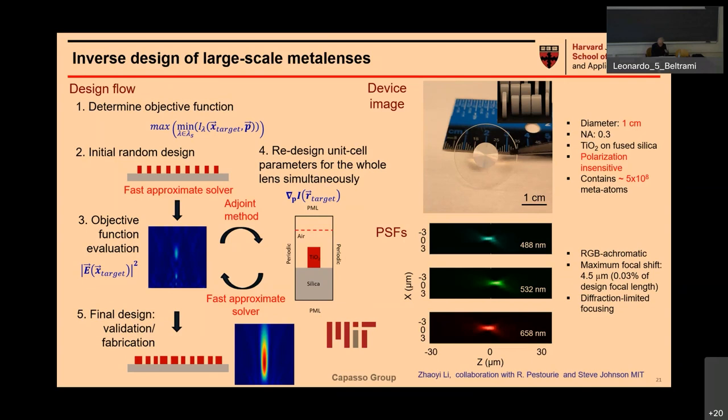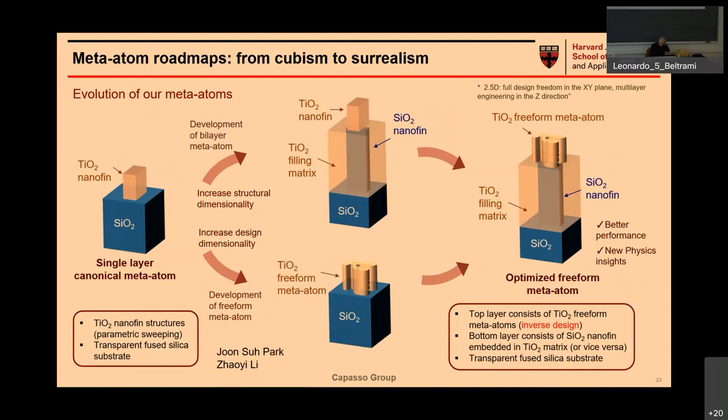So now we like to call this from cubism to surrealism, you see. The ultimate thing is to make structures where you go away from standard geometric forms. This is called free-form optics. You know, in refractive optics, is there free-form optics? Absolutely. Like a toroidal grating, it's very complicated stuff, but the phase control is very hard.